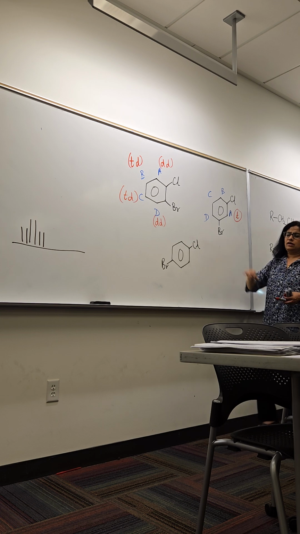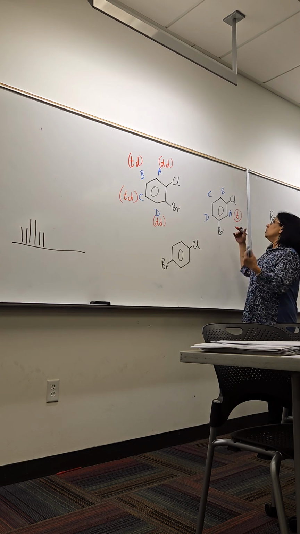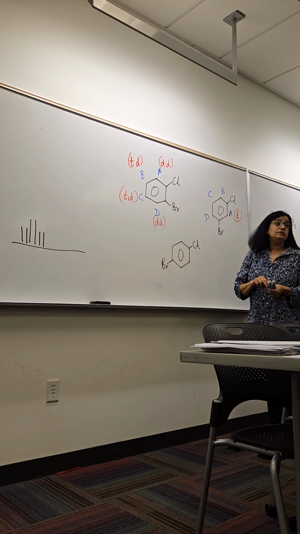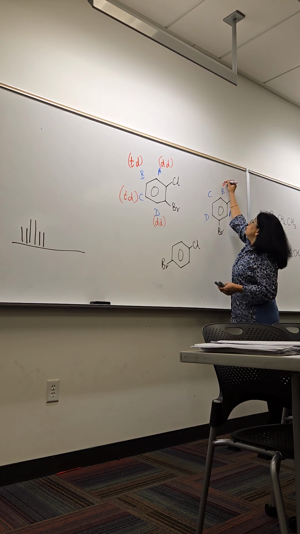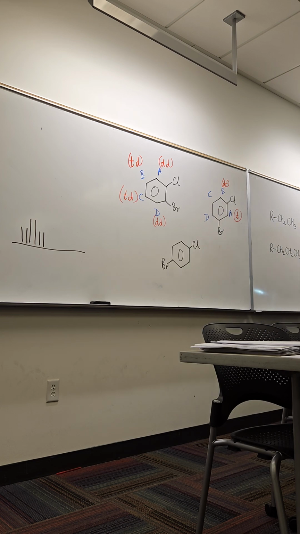Yes, about the same. Will they be exactly the same? No, because these other groups have an effect on it too. So what should we expect the multiplicity for B to be? Doublet of a triplet or triplet of a doublet. Again, since the doublet is bigger, I'm writing that first.